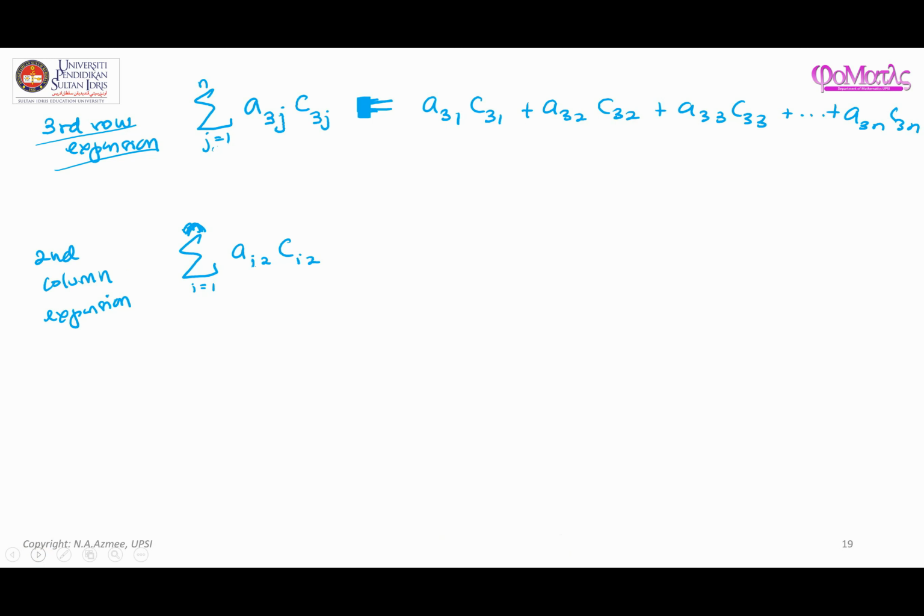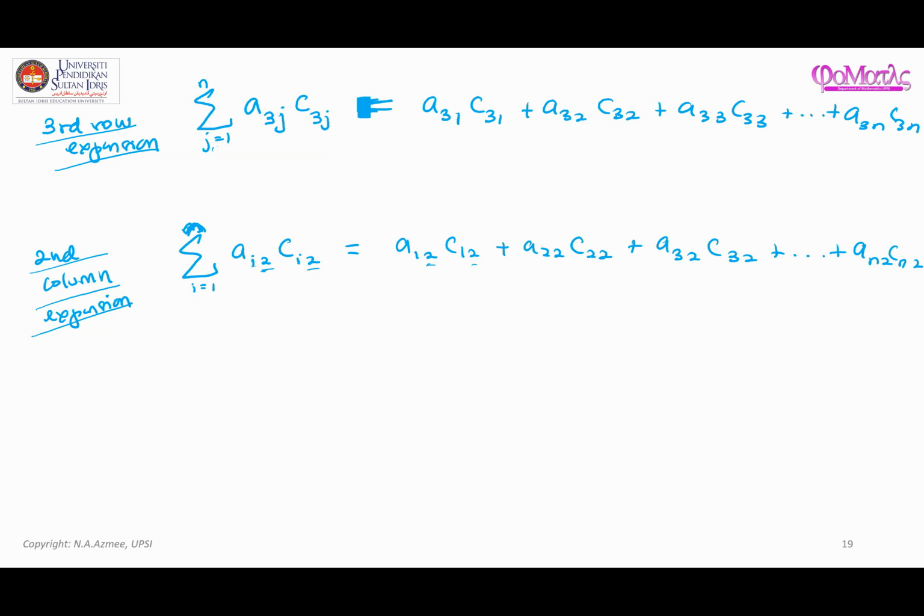Alright, so therefore it's going to look like this: A12 C12 plus A22 C22 plus A32 C32 plus and so on, until An2 Cn2. So when you want to find the determinant based on second column expansion, the second column here remains fixed.